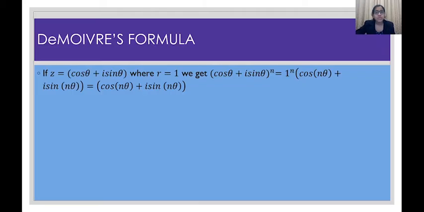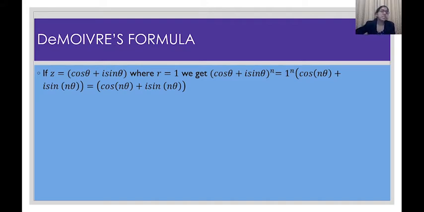Now we are going to learn a very important formula called De Moivre's formula, which is related to the concept of the powers of a complex number. If the modulus of that complex number is 1, that is if mod z is equal to 1, that is r is equal to 1, then (cos theta plus i sin theta) whole raised to n will be nothing but 1 raised to n into cos n theta plus i sin n theta, or cos n theta plus i sin n theta. This is the important formula which we'll be using to do many problems.